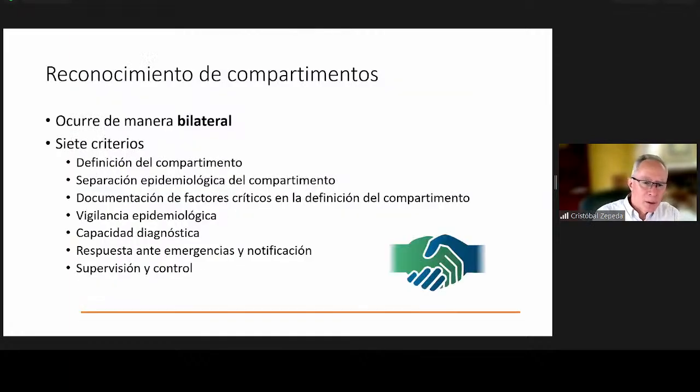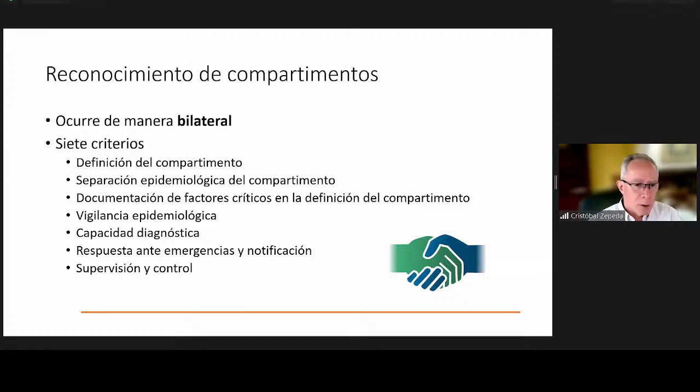And switching gears now, we'll move on to compartments. These are not recognized officially by WOAH, and this happens bilaterally among the countries. And there are different criteria that apply for the definition of these compartments. One is to define the units that are part of this compartment, and how we can separate this compartment epidemiologically from others, from other animals that may have been infected. And very important is that we need to document all the critical factors in the definition of this compartment.